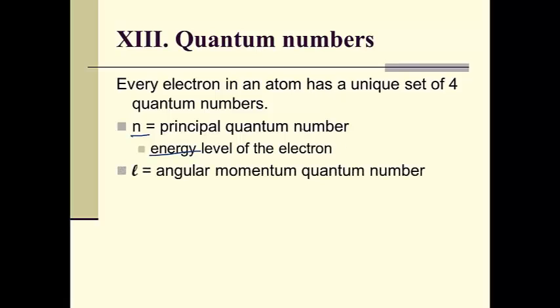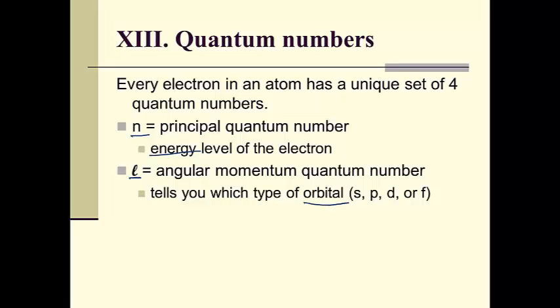The second number, we give it the symbol l. This is called the angular momentum quantum number. This tells you which type of orbital that electron is in, whether it's an s, p, d, or f orbital. The values can run from 0 to n minus 1. So if it's in row 4, where n is equal to 4, the values can run from 0, 1, 2, or 3, since n minus 1 is equal to 3. 0 corresponds to an s orbital, 1 corresponds to a p orbital, 2 corresponds to a d orbital, and 3 corresponds to an f orbital.